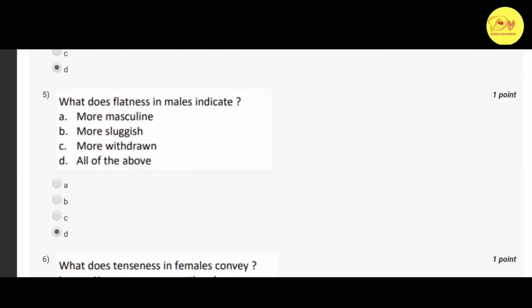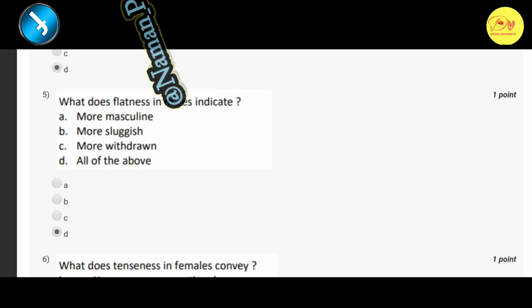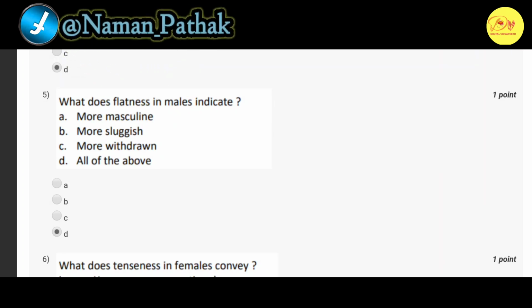Our fifth question is, what does flatness in males indicate? Correct option is D, all of the above. That is, more masculine, more sluggish, more withdrawn.